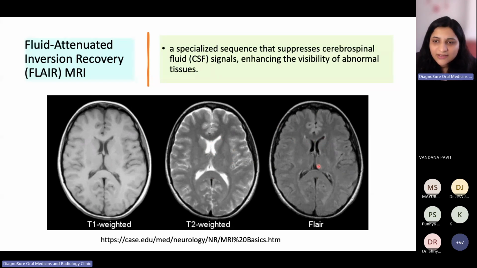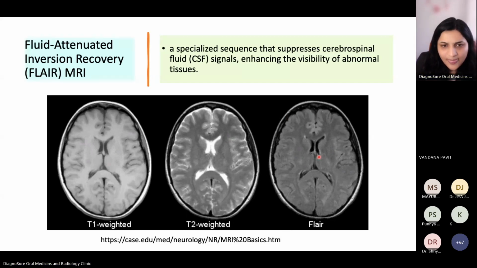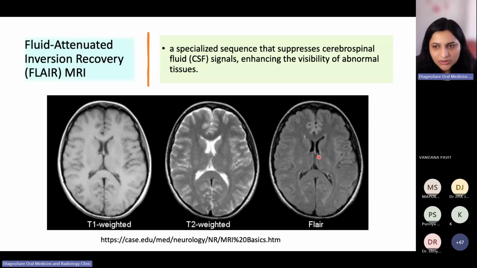FLAIR eliminates the high signal from CSF, allowing clearer visualization of lesions and abnormalities located near the CSF. This suppression enhances the contrast between brain lesions and surrounding tissues. FLAIR imaging is particularly useful in neuroimaging for detecting subtle lesions that might otherwise be obscured by CSF. It is also important in the diagnosis of stroke or other brain pathologies.